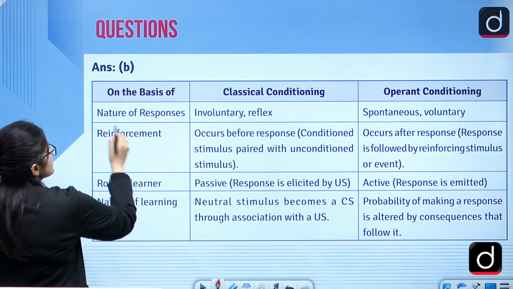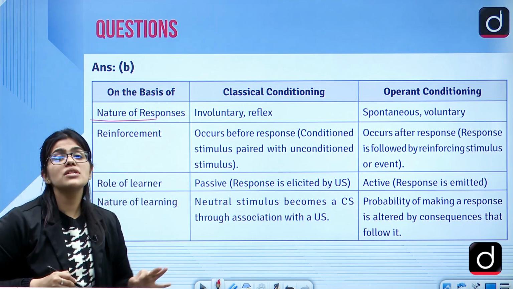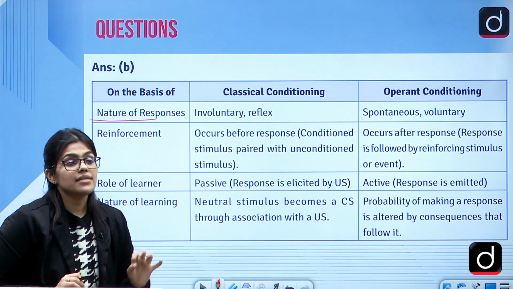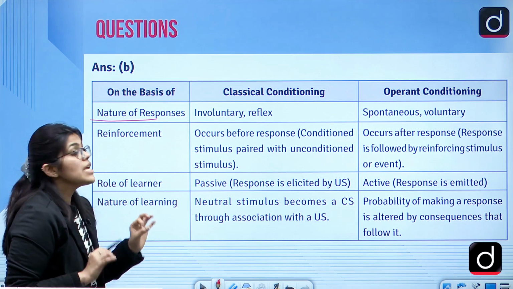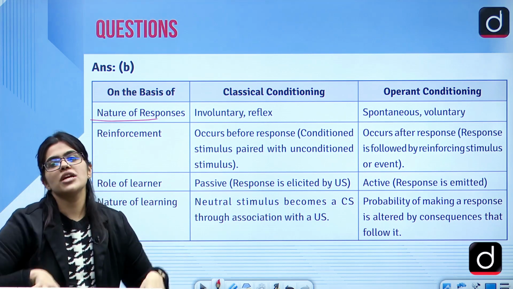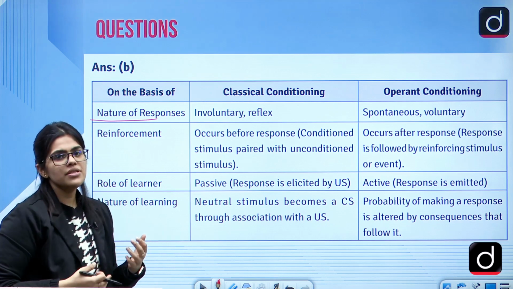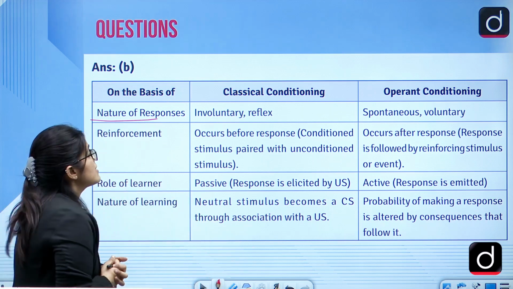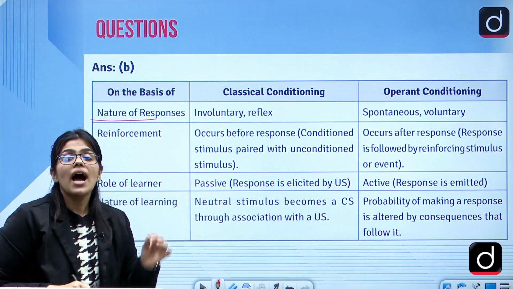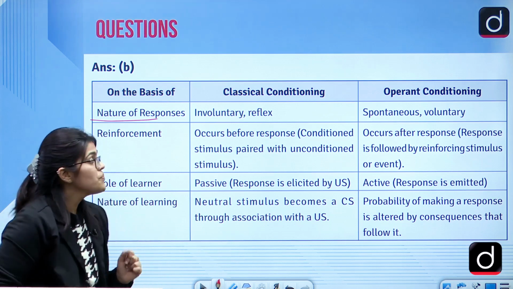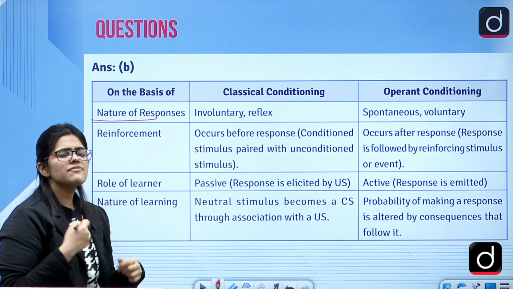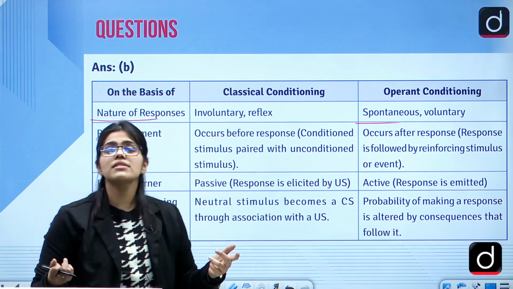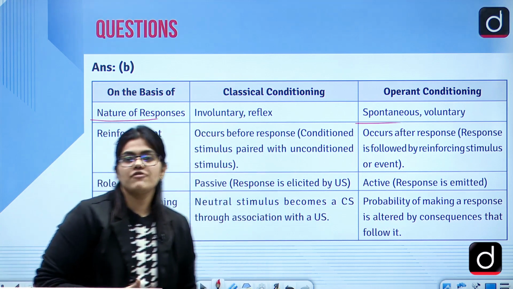First, let us distinguish them on the basis of the natural responses. The natural response in classical conditioning is very involuntary, because I don't even know, and the change will happen. There is a reflex action that will happen because a stimulus is provided. We'll see that Ivan Pavlov experimented on a dog and how his reflex actions changed. Then comes operant conditioning, which is very spontaneous and very voluntary. I'll do things on my own. I am voluntarily taking effort in it.